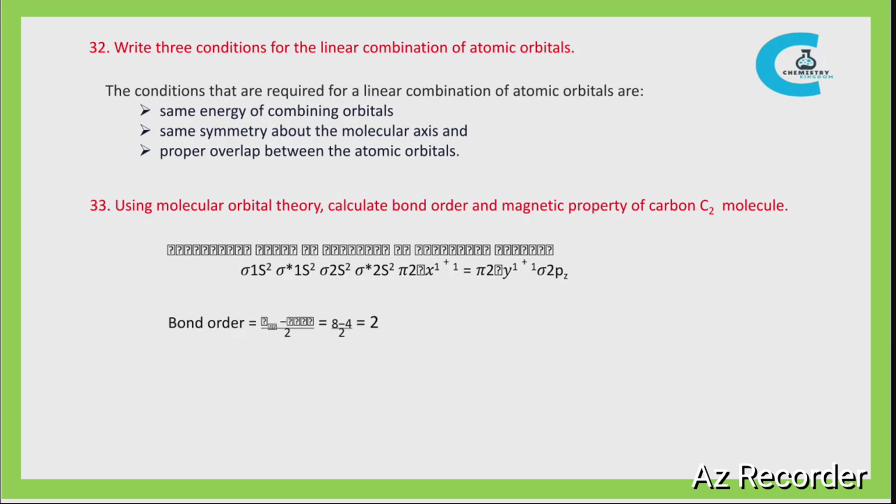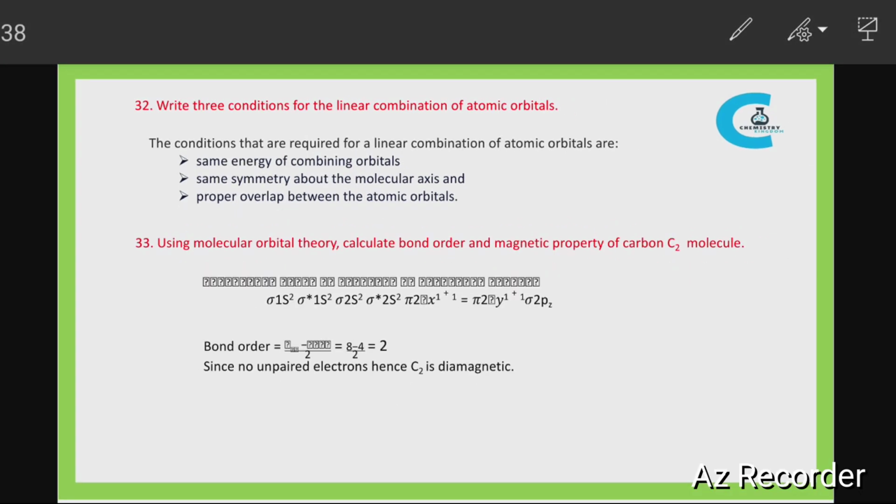Bond order is nothing but number of electrons in bonding minus number of electrons in anti-bonding, divided by 2. Bonding means without star. How many electrons are there? 8. Anti-bonding 4, divided by 2. So bond order is 2. Therefore C2 has a double bond. No unpaired electron in C2. All are paired up. It is diamagnetic and a double bond is there. I hope you understood.